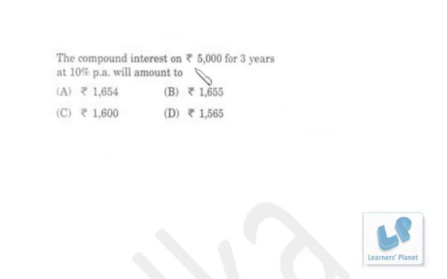Now the compound interest on rupees 5,000 for 3 years at 10% per annum. Directly we can use the formula for compound interest, that is 5,000 into (1.1 cube minus 1), right? So 1.1 cube, that is 11 cube, is 1331. So 1.331 minus 1, that means 5,000 into 0.331. Precisely this is your calculation, right?